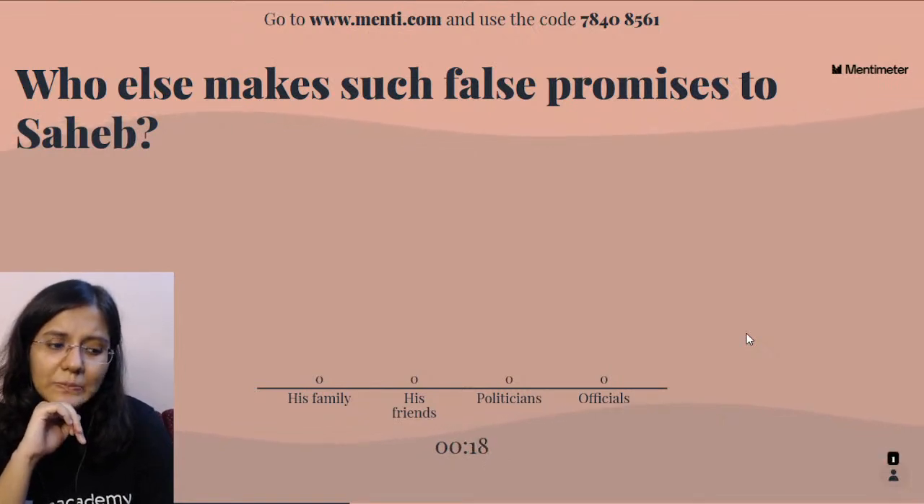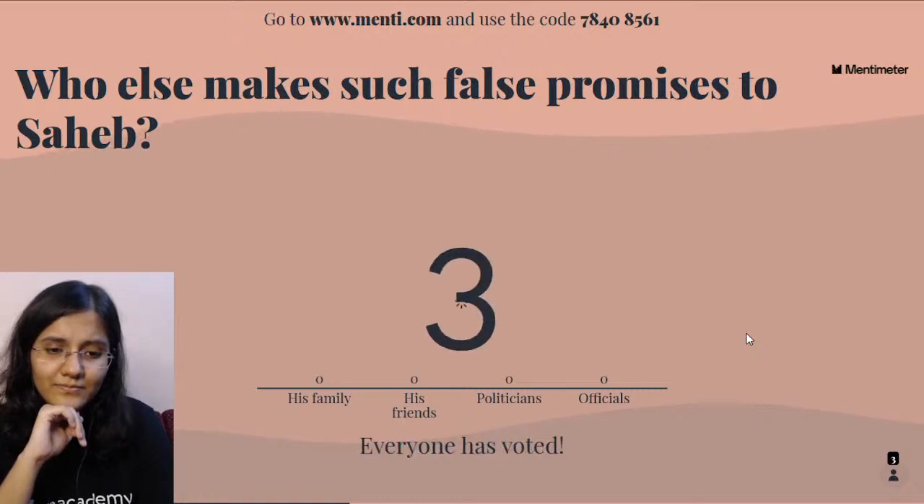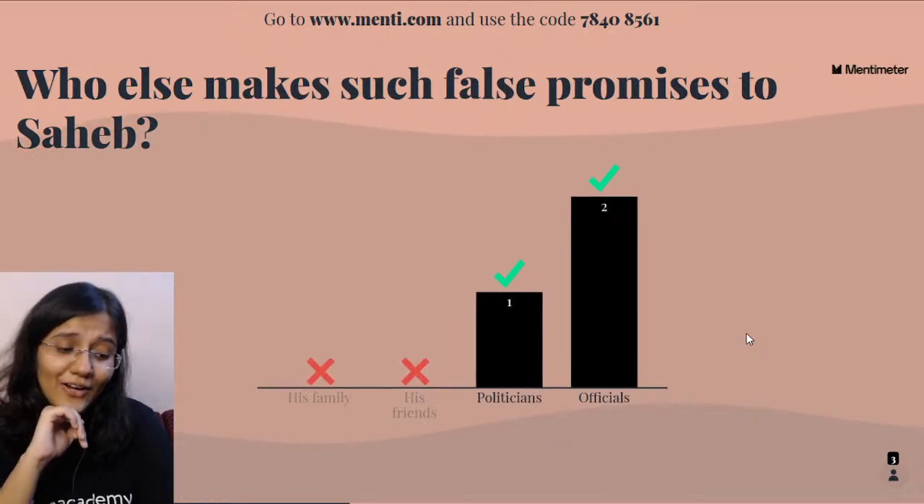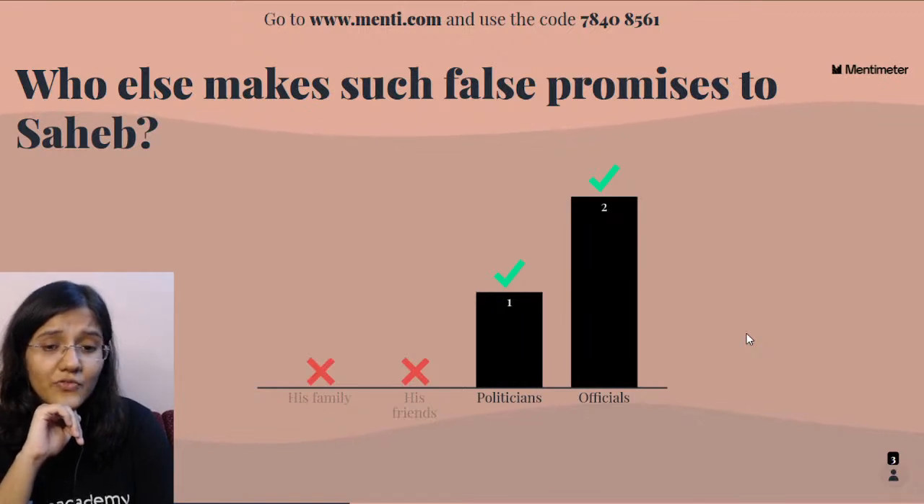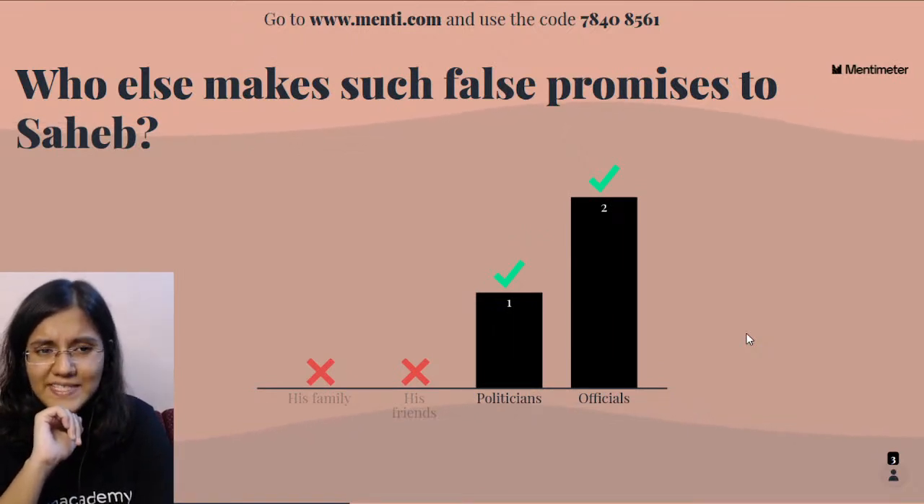And who are these other people who are making a lot of false promises in Sahib's bleak world? Yeah, both those answers are right. Politicians are making such false promises, and officials are making such false promises. So it's the government setup, it's the institutional setup of society.